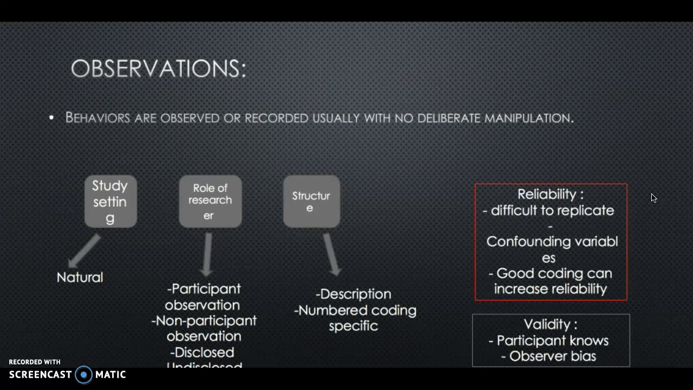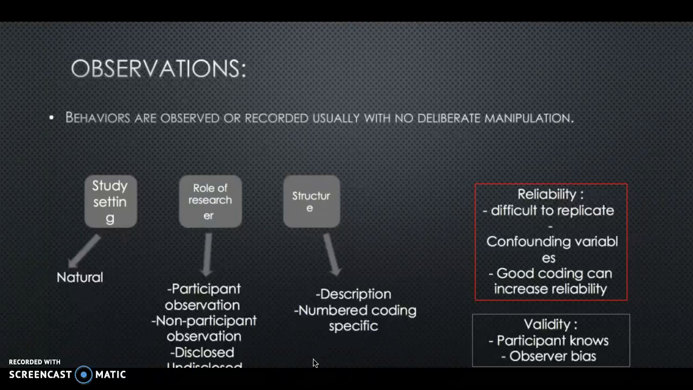Firstly, observations is where behaviour is observed or recorded, usually with no deliberate manipulation, and this is in a setting where it's natural. The role of the researcher is the observer, and there are different ways the researcher can have a role in it. They can participate as well as observe, or they don't need to participate and just observe. Or it can be disclosed and undisclosed, where disclosed is where the participant knows what's happening and undisclosed is where they don't.